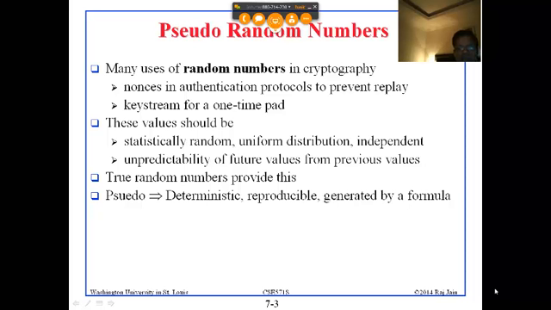Pseudo means that it is not fully random, and as you will see in a minute, when you generate a random number, you need something to begin with, a seed. If you use the same seed today and the same seed tomorrow, you will get the same number today and the same number tomorrow. And therefore, it is deterministic. There is nothing probabilistic here. You can reproduce it, and you know the formulas. Everybody can create the whole stream.